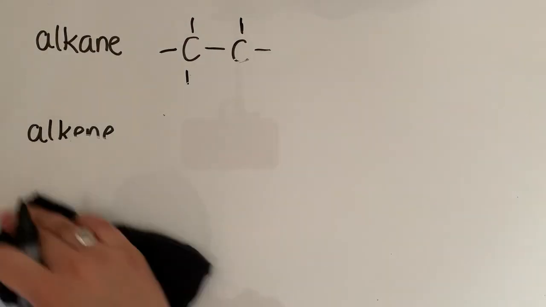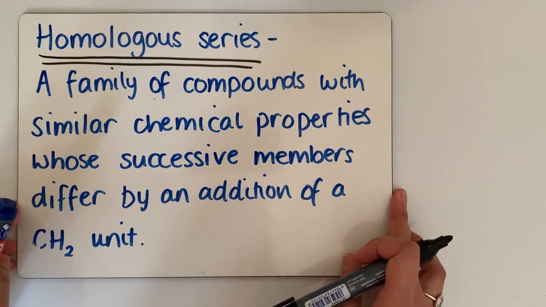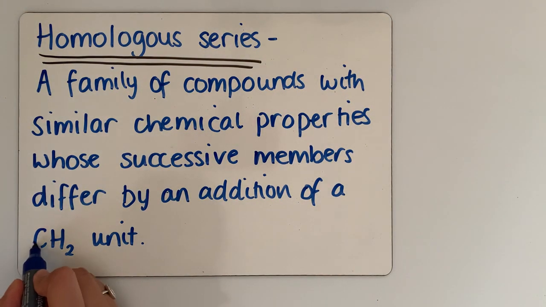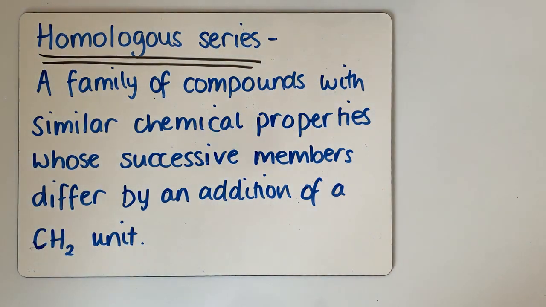Okay, so the next definition that is worth knowing is this one here. And this is the definition for a homologous series, which you may have done already at GCSE before. So it's usually worth 2 marks. So it's a family of compounds with similar chemical properties. So that's 1 mark. And the second mark is for whose successive members differ by an addition of a CH2 unit. And in the next video, we're going to be looking at the alkane homologous series, and we're going to see how this definition applies to that.